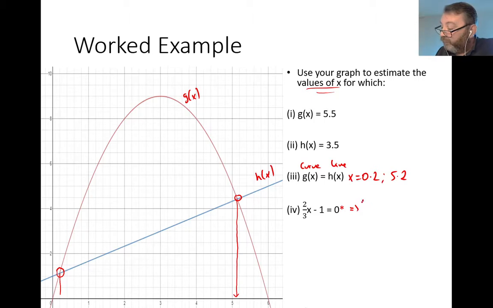So I'll get 2 over 3x equals 1. I'll get x equals, now don't forget how to clear the fraction. You're going to divide by 2 and multiply by 3. So it becomes 3 over 2 times 1, which is 3 over 2. Finished. Nothing to do with the graph whatsoever, because it wasn't one of your original functions.